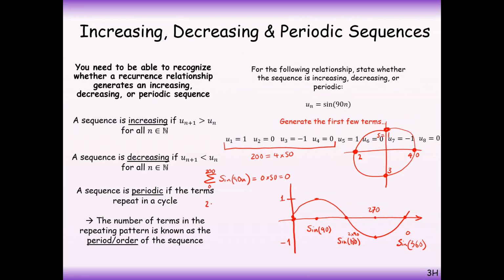Sometimes you have a leftover. For example, they may have asked us to find the sum of the first 201 terms. So you would do the same trick. You would say, okay, my first 200 terms have a sum of 0, but the very last one will have a value of 1. So that's the answer.